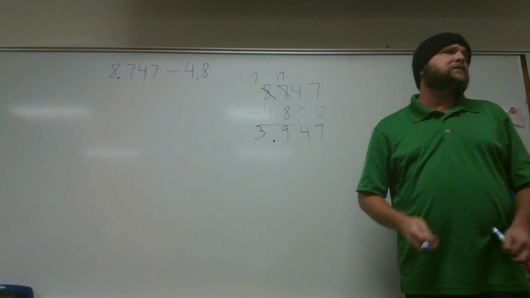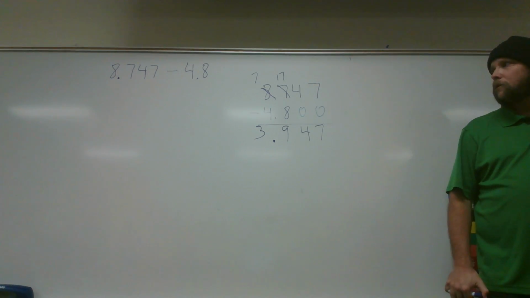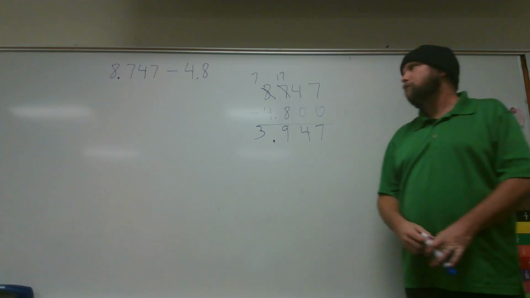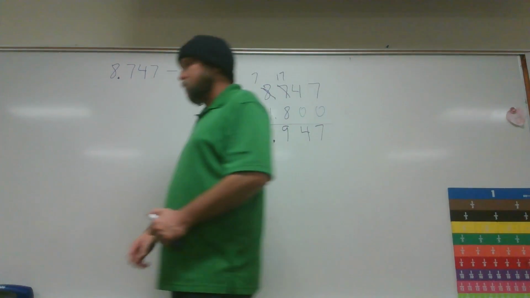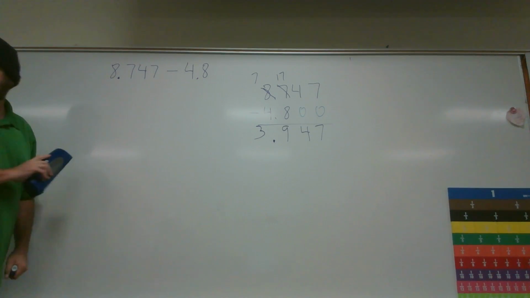So, let's see. Jamie, how do you say this number here? 3 and 947 thousandths. The 3 and is the decimal point, and the rest of them all come out.